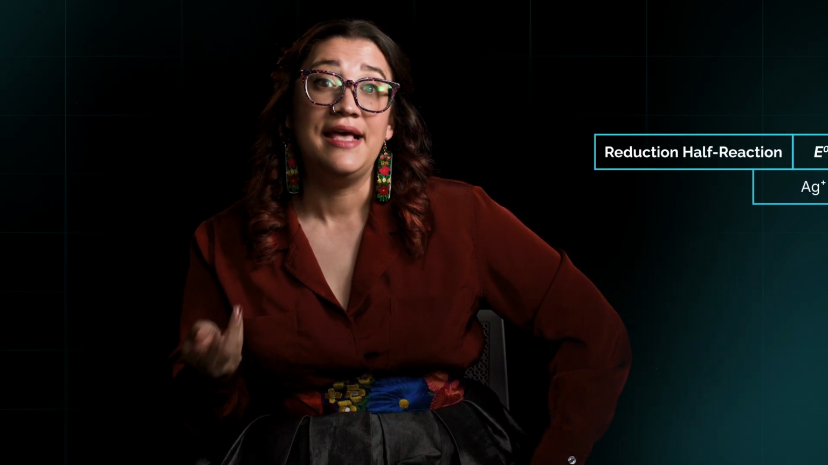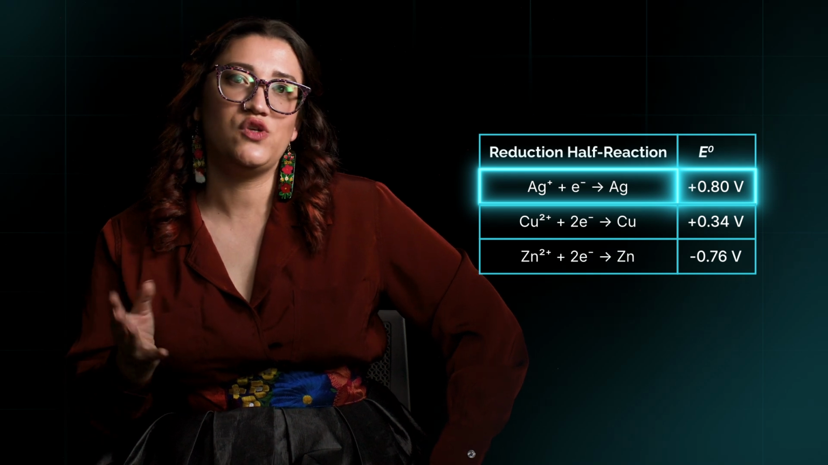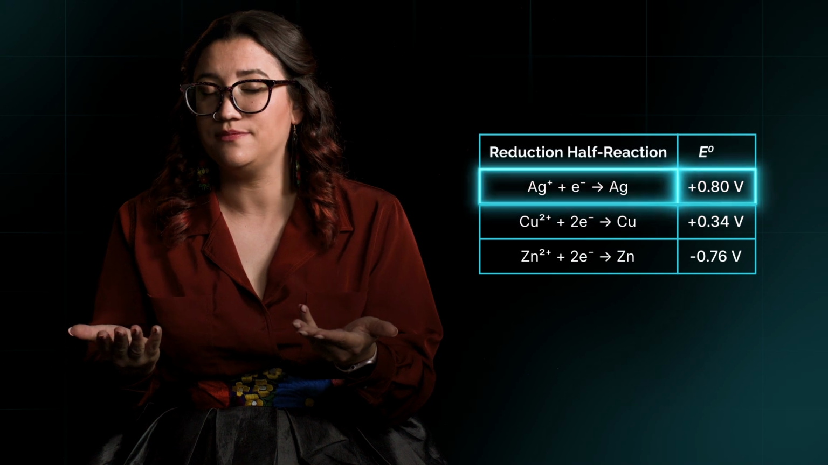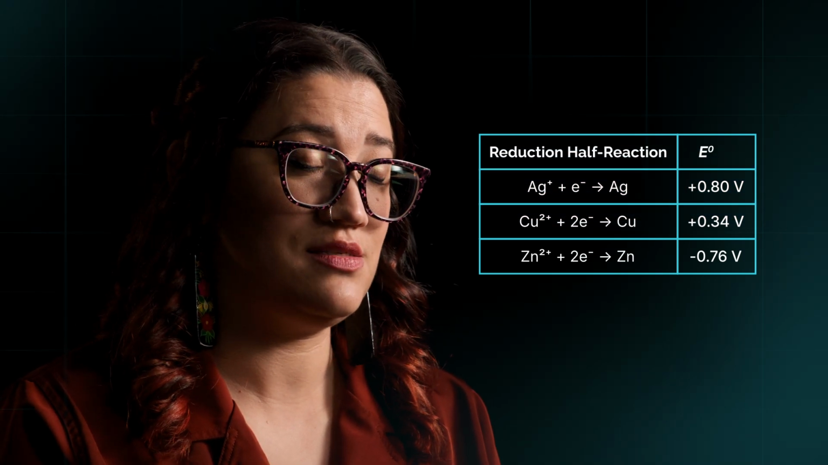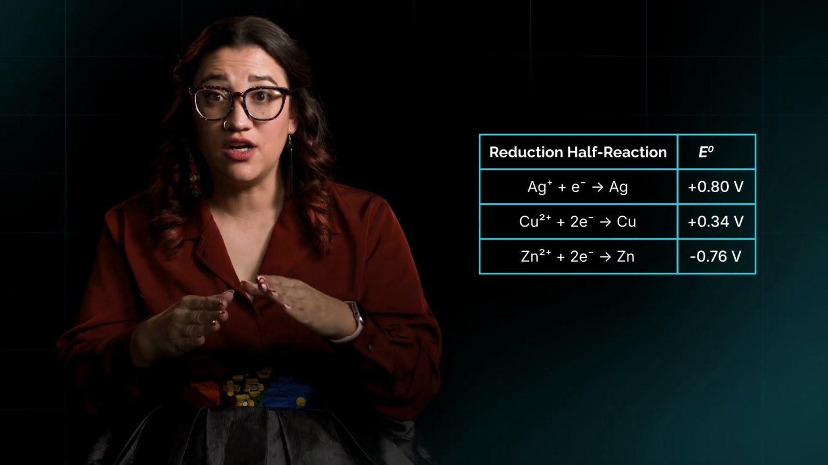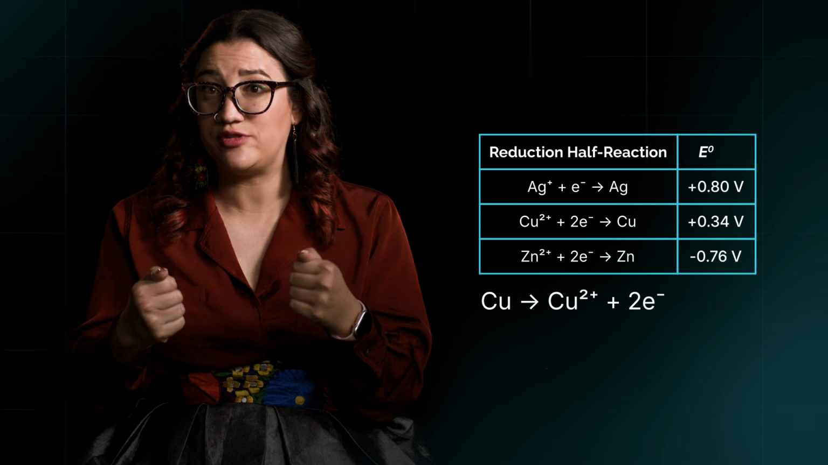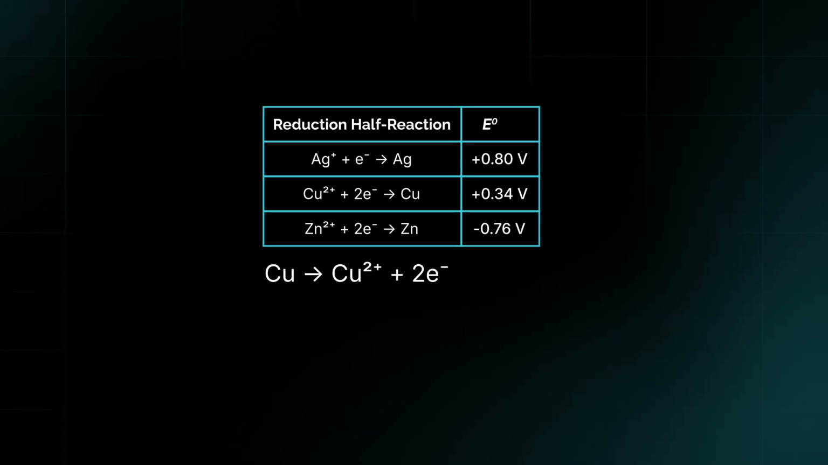Now let's add silver to our table. Silver likes electrons even more than copper does, so electrons will spontaneously flow from copper to silver. Let's combine the reactions from our table to describe this. Electrons are leaving the copper, so we reverse the reaction to show electrons as products. Silver is gaining electrons, so we leave its reaction as written, with electrons as reactants.